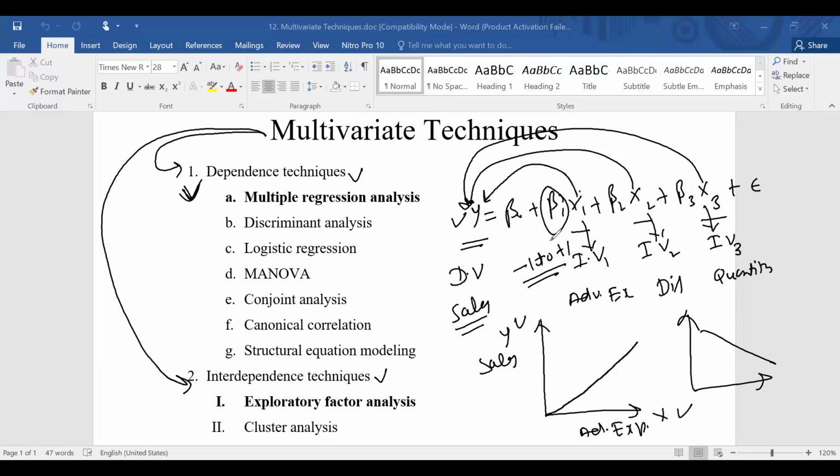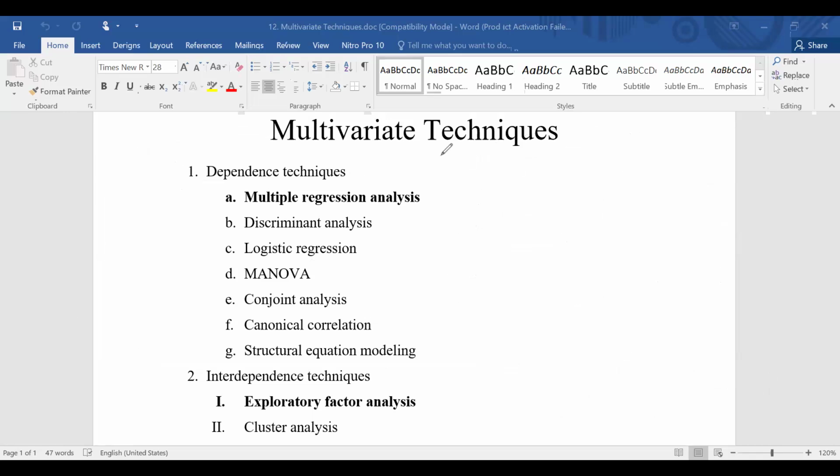And we can develop hypotheses. The null hypothesis for this independent variable means there is no relationship between sales and advertising expenses. Is it clear? The alternate hypothesis says there is a significant relationship between advertising expenses and sales. Same as we can develop the other hypotheses. So there are many techniques in multiple regression analysis. The condition is all the variables should be metric.